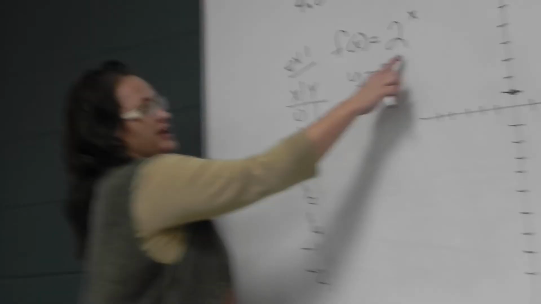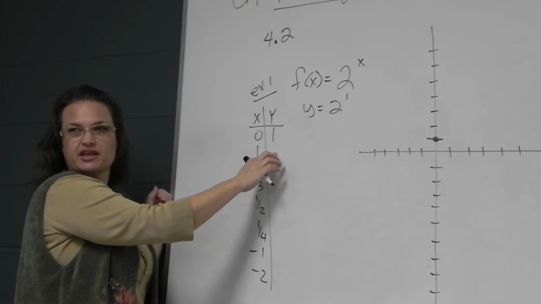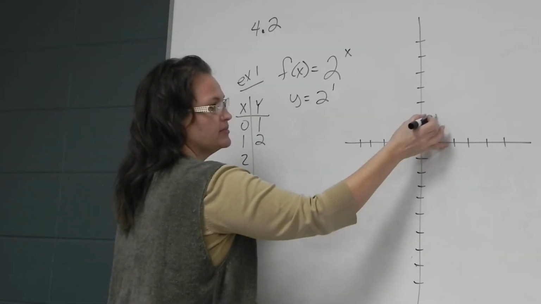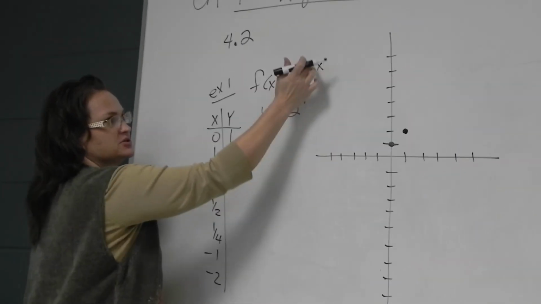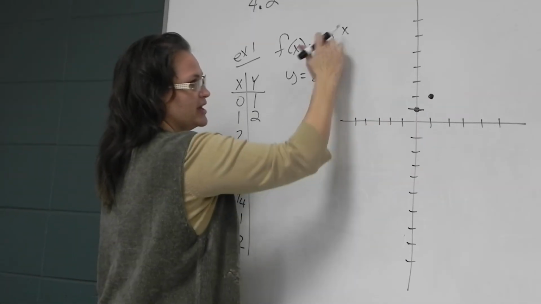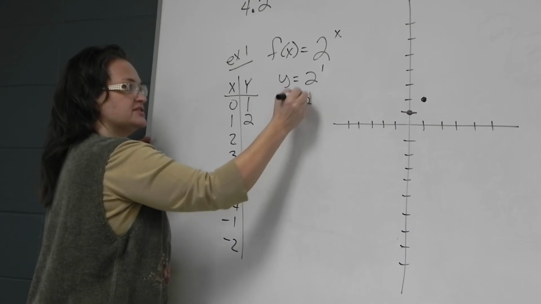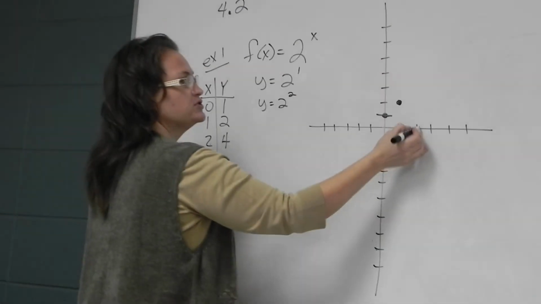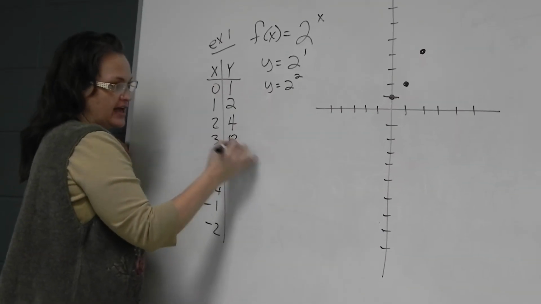When you plug in 1 for x, y equals 2 to the first. So what did you get there? 2. So over 1, up 2, that's another basic point on your graph. Whatever your base is, when you plug in 1, you get that answer. So 1 and then your base a. When you plug in 2, y equals 2 to the second. What do you have for that? 4. So over 2 is up 4. 2 to the third, 8.